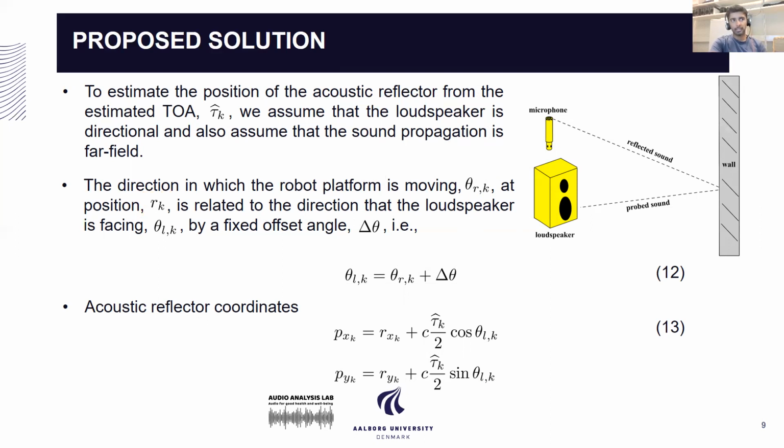Because we assume that the loudspeaker has a directionality, we will always try to position our loudspeaker such that it is always facing the acoustic reflector. This is denoted as theta LK. By making sure that the loudspeaker is always facing the acoustic reflector, we can introduce an offset angle, denoted as delta theta. Based on this knowledge, we can then use equation number 13 to find the position of the acoustic reflector's coordinate.